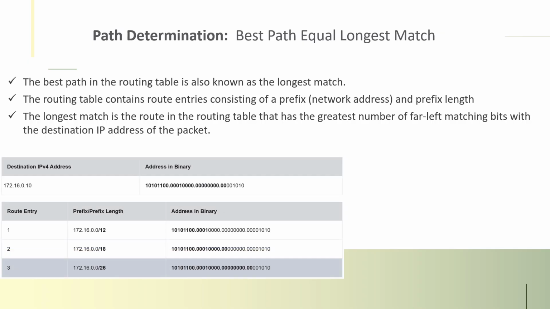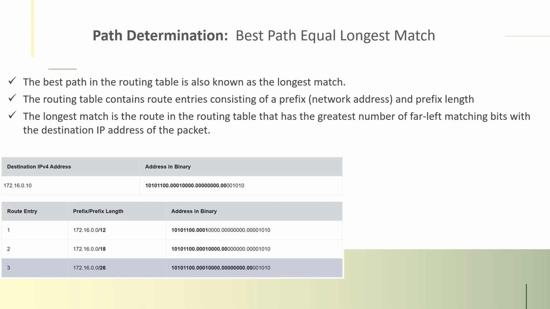Here we have a table of IPv4 addresses, and here we will find the longest match. An IPv4 packet has the destination IP address 172.16.0.10, and it is converted to an address in binary.